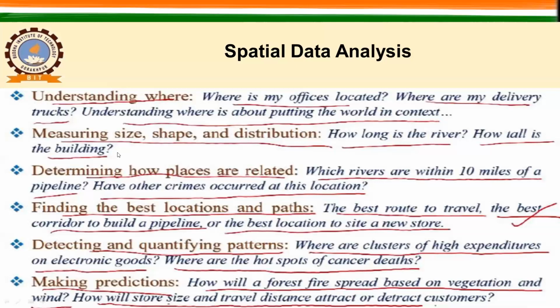Determining how places are related: which rivers are within 10 miles of a pipeline, have other crimes occurred at this location. Finding the best location and path: the best route to travel, the best corridor to build a pipeline, or the best location to site a new store. Nowadays it is very common, whenever we want to reach a place, we type the name of that place or its latitude, longitude in Google Map, and then we see how many routes we can follow and which is the shortest one, which has more traffic or less traffic.